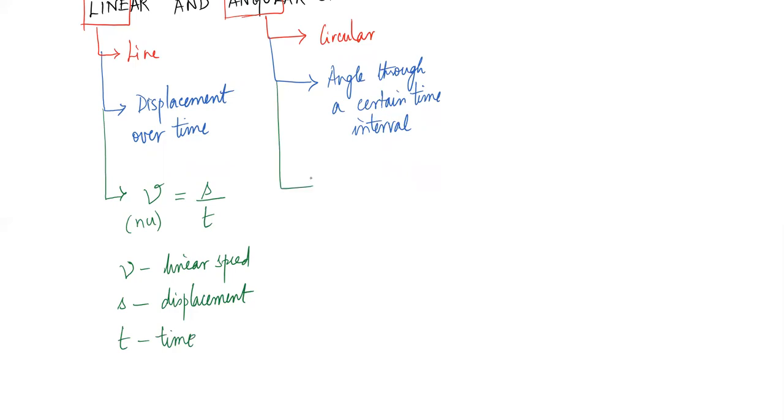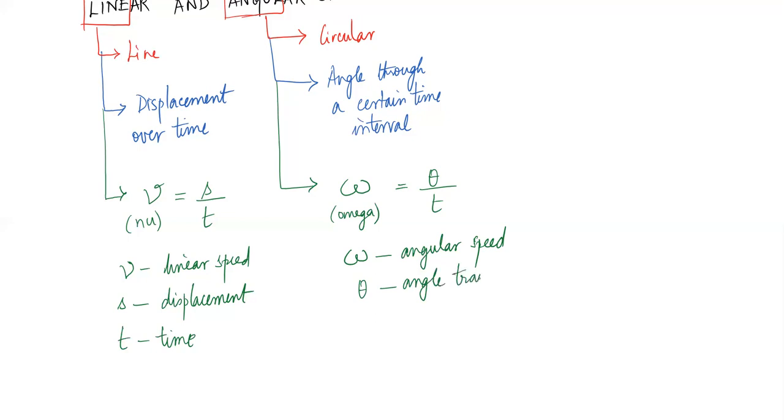And here, the formula uses an equation that has omega. It's like a W, but exaggerate that W. Mine is not as exaggerated. There it's called nu, here it's called omega. Omega is theta over T. What angle it subtends over a certain time interval. So omega is the angular speed, theta is the angle traversed, the angle that's crossed, and T is the time.